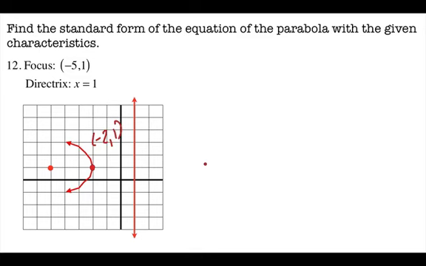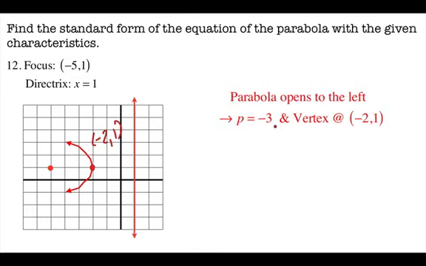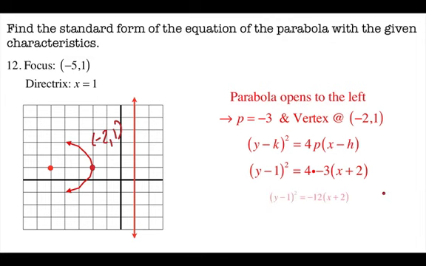So then, you know that the p is equal to -3. The distance from the vertex to the focus is 3, but since it's opening to the left, it's negative. And the vertex, like I have shown you, is -2, 1. Plug the information into the right formula. Excuse me, the right form. Your vertex, your p, and then simplify, and this is the answer.